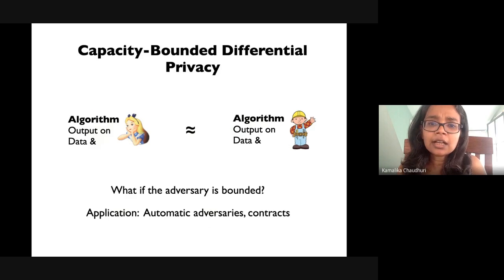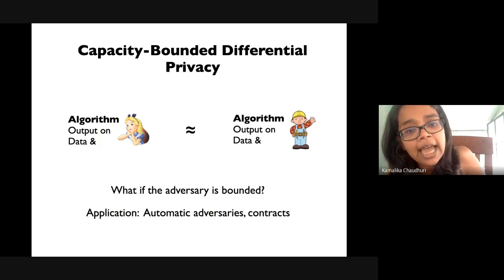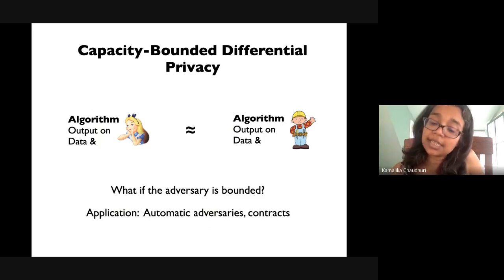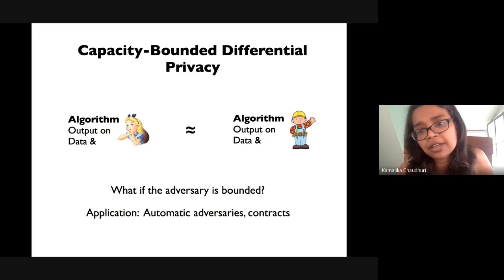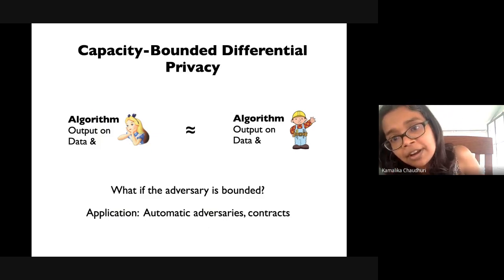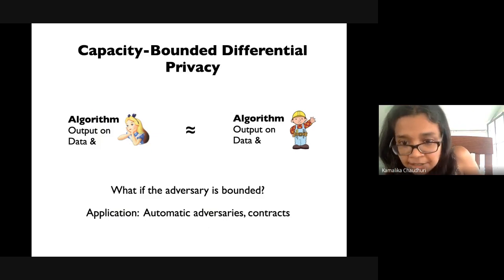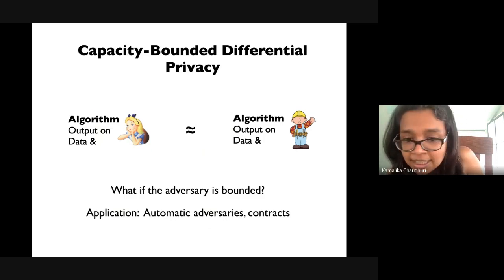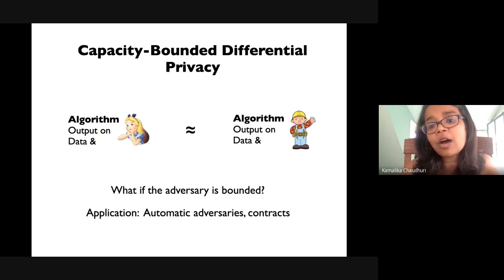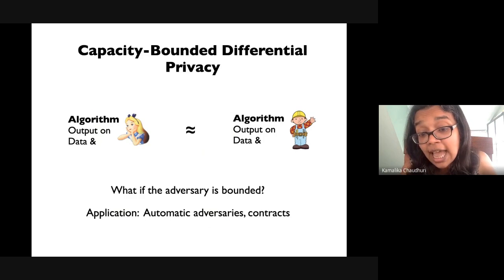For capacity-bounded differential privacy, one of the things that we start out by looking at is what happens when the adversary is bounded, right? So where could we see bounded adversaries? Well, one possibility is to have adversaries which are automatic. If you have an automatic adversary which can violate privacy or do fast hypothesis testing, that sort of automatic adversary is, in some sense, much more powerful than a human because it can process a lot of stuff, right?